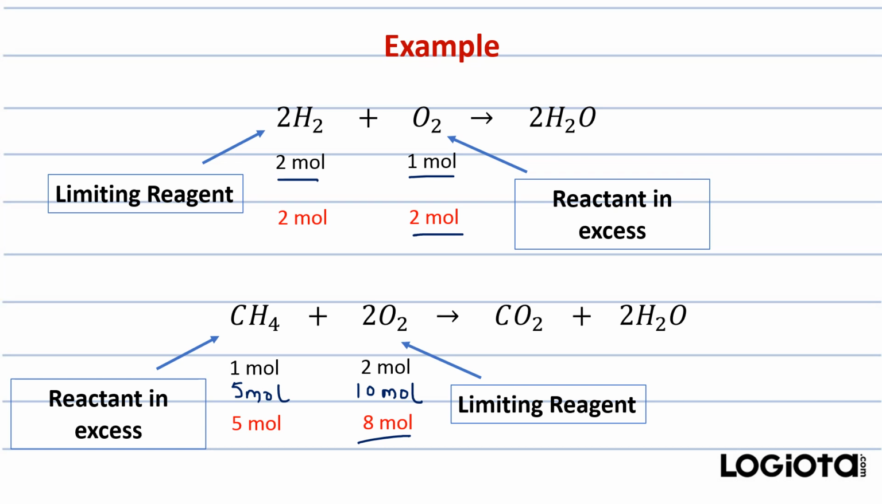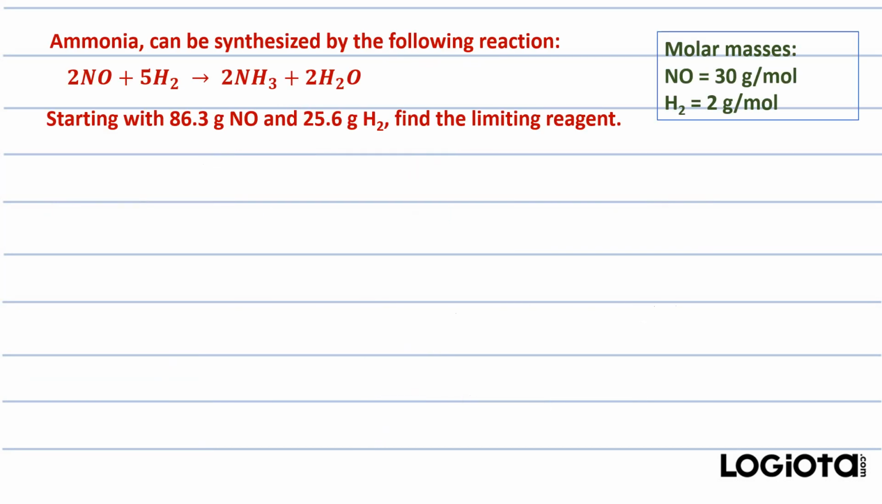Okay. Now let's see some numericals related to this. The question is, ammonia can be synthesized by the following reaction, where NO is reacting with hydrogen, okay, to give ammonia plus 2 water. You can see here NO is reacting with hydrogen to give ammonia and water. You are starting with 86.3 gram NO and 25.6 gram H2. Okay, so the mass of the reactants are given, and you need to find the limiting reagent.